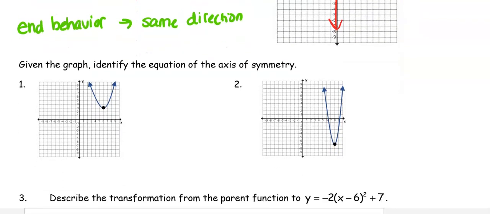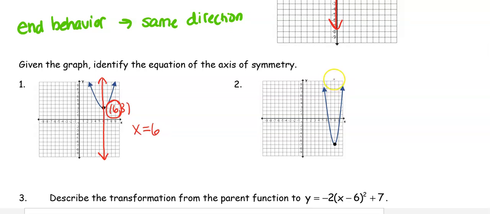All right, given the graph, identify the equation of the axis of symmetry. So remember, the axis of symmetry is that vertical line that cuts your parabola into two symmetrical pieces. And here, I see my vertex. What you have to do is identify that vertex. So the coordinates of that point is I'm over 6 and up 3. Vertical lines are x equals. So that axis of symmetry is going to go through the x coordinate of your vertex.